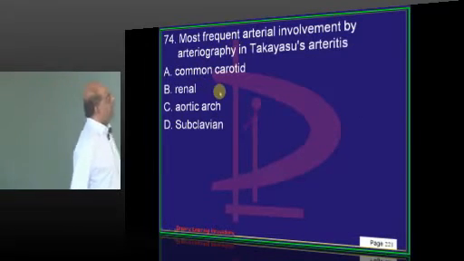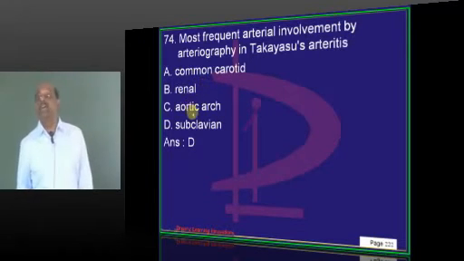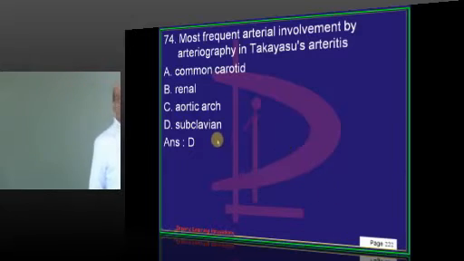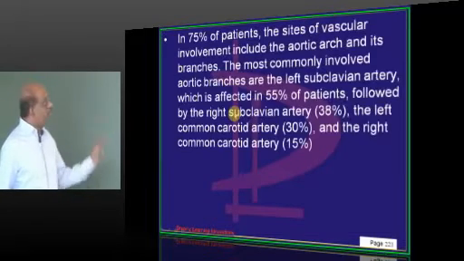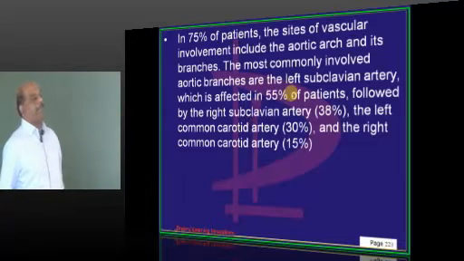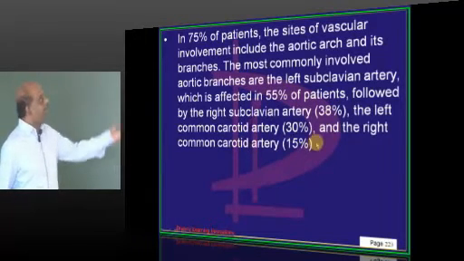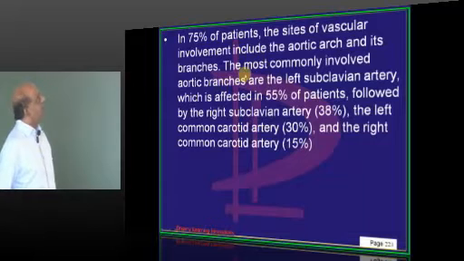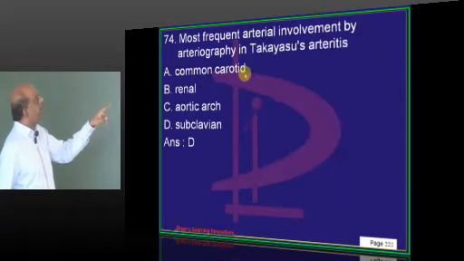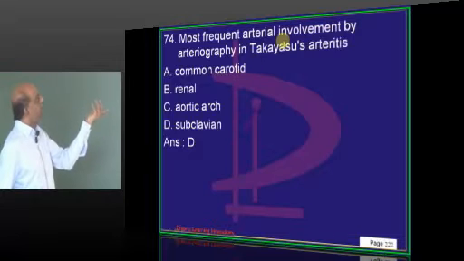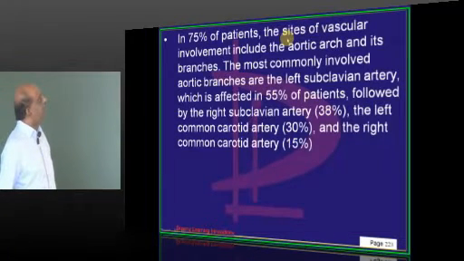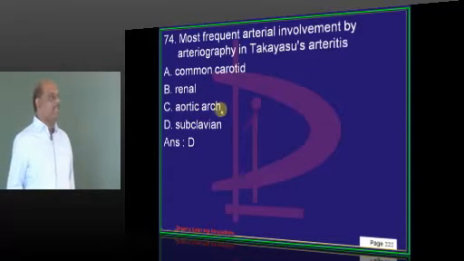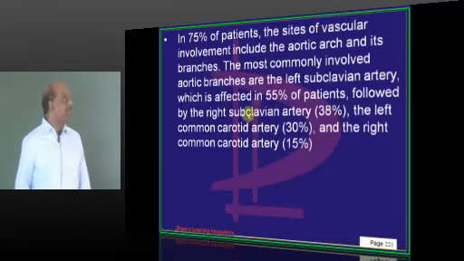Takayasu arteritis, what is the most frequent arterial involvement? It is the subclavian. Anybody answer aortic arch? So aortoarteritis is the name given. But if you do arteriography, the most frequent point of involvement will be the left subclavian artery 55%, followed by right subclavian 38%, left common carotid 30%, and right common carotid 15%. 75% aortic arch and branches. But the most commonly involved is the aortic branch, no? But here there is nothing asking which aortic branch, right? That way C should be the more appropriate answer. If the branch is asked, then subclavian should be the answer. I think correction is required.